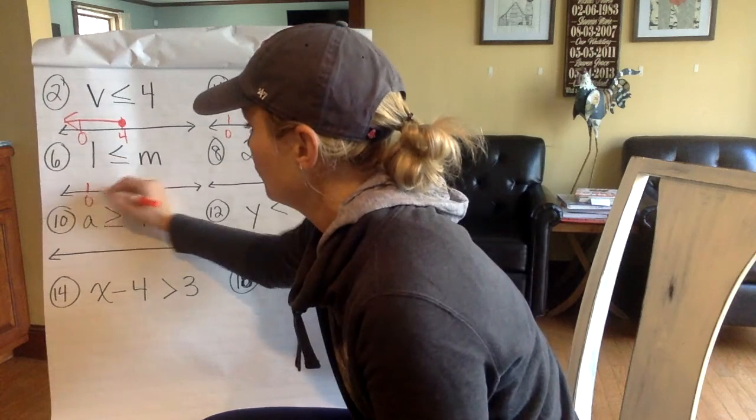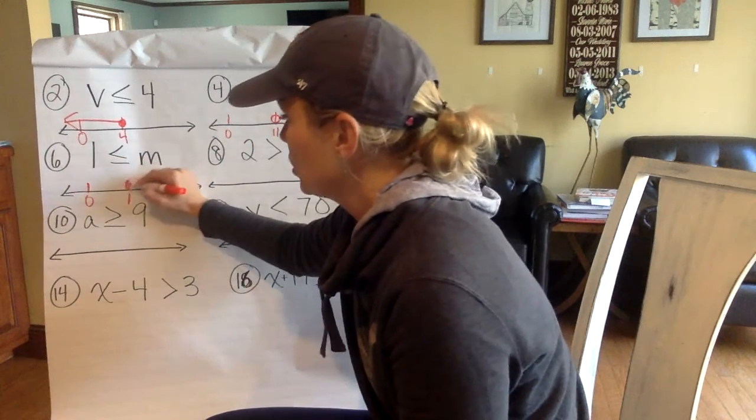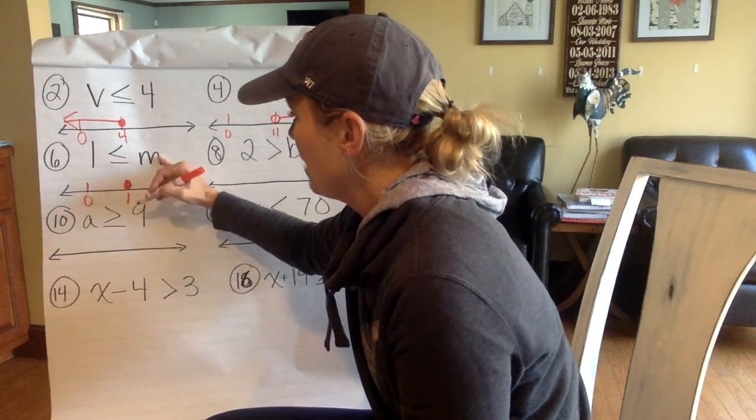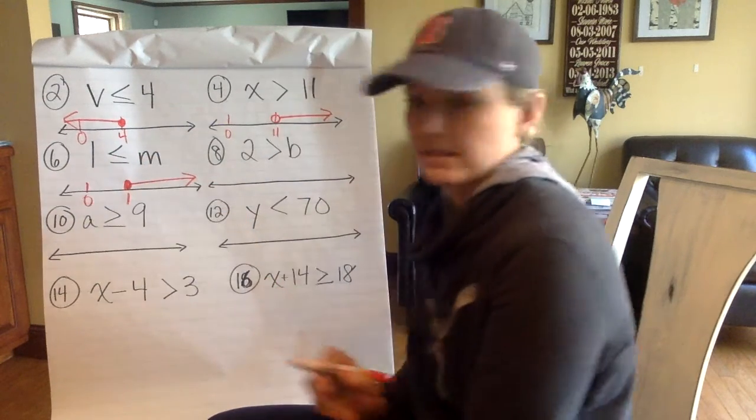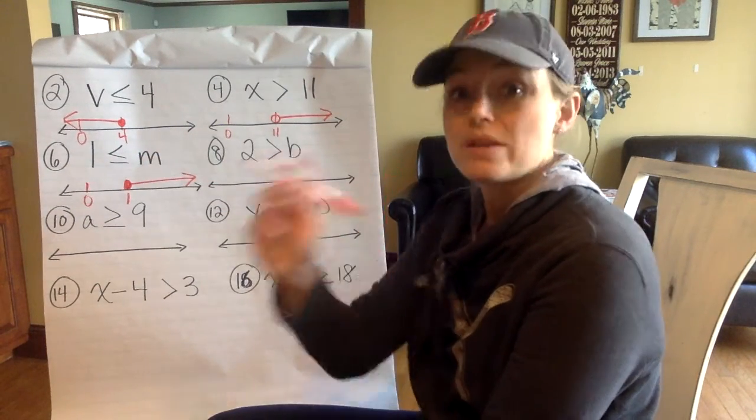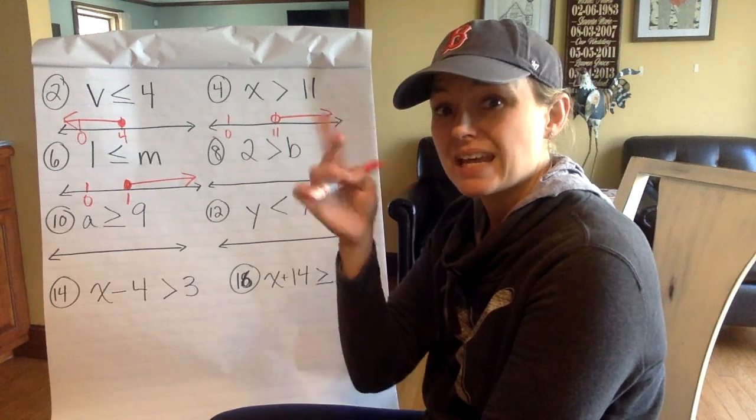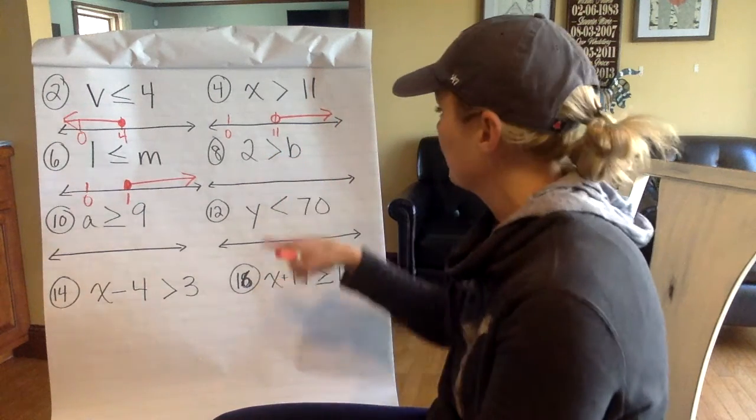So again, a 0 just for context. I'm going to have a closed dot, and m is greater than or equal to 1, so it's going off to the right. Okay, double check that one. When we have a variable that's on the right-hand side, we tend to get some arrows going the incorrect way.